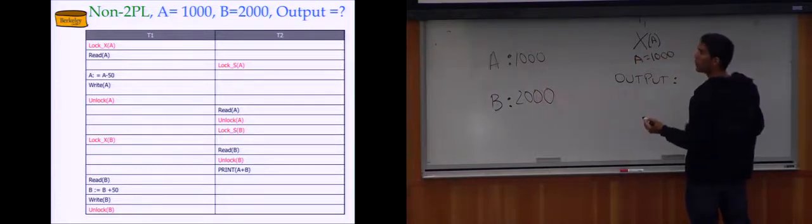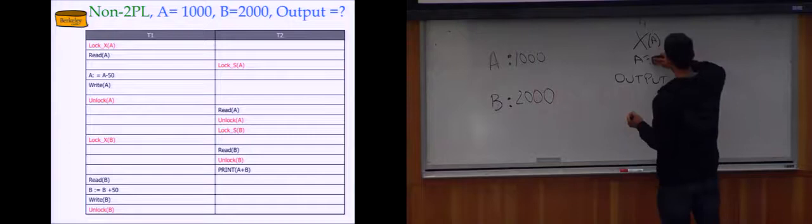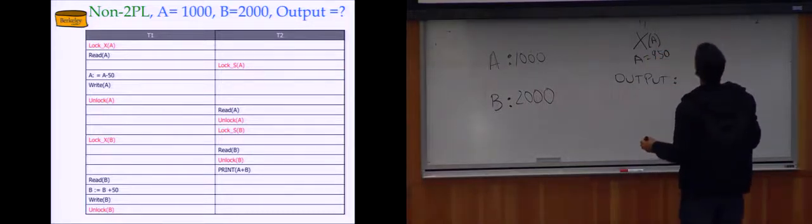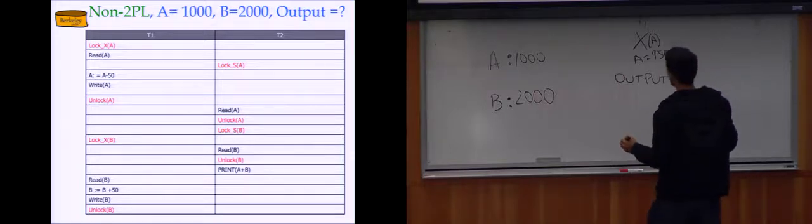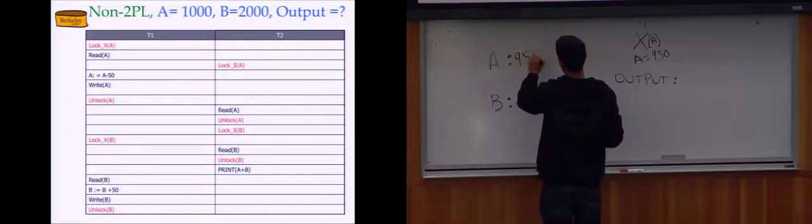And now T1 is going to decrement A by 50. A equals A minus 50. So now T1 thinks that A equals 950. And now T1 is going to write A back to the database. For reals. Yep. And it's going to unlock it.